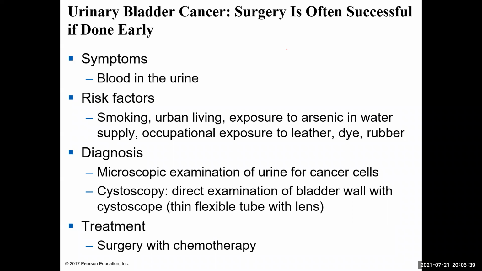The way they would diagnose is to examine the urine for cancer cells. You could also do a cystoscopy, where you just go in with the scope and look at the bladder wall to look for any tumors. Risk factors are some environmental carcinogens, smoking, urban living, and being exposed to leather, dye, or rubber, which again has carcinogens associated with the production of those materials.